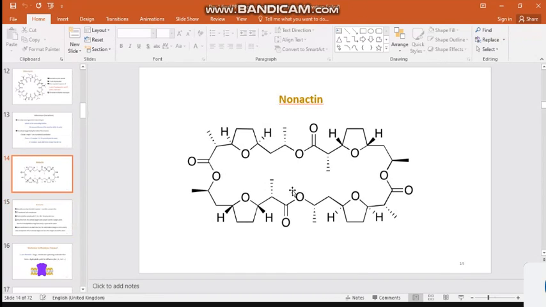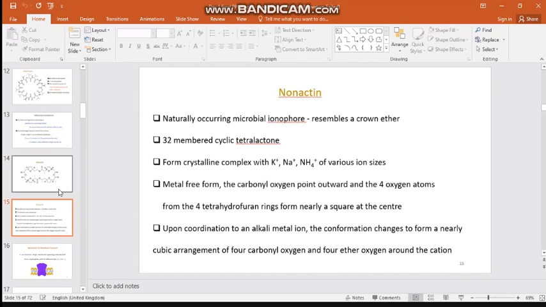The cyclic tetralactone. Yes, 1, 2, 3, and 4 tetralactone. It is a tetralactone. A tetrahydrofuran moiety is present, 4 tetrahydrofuran moieties are present. So it is a 32-membered cyclic tetralactone.